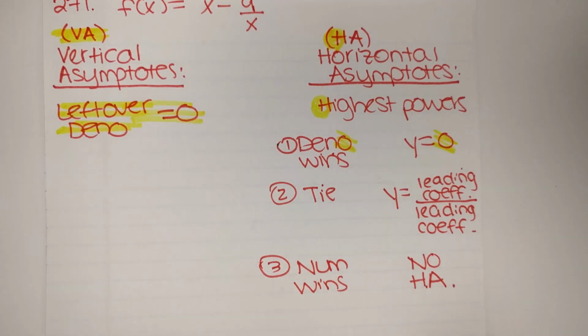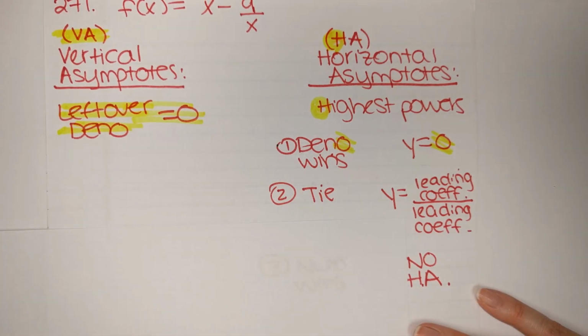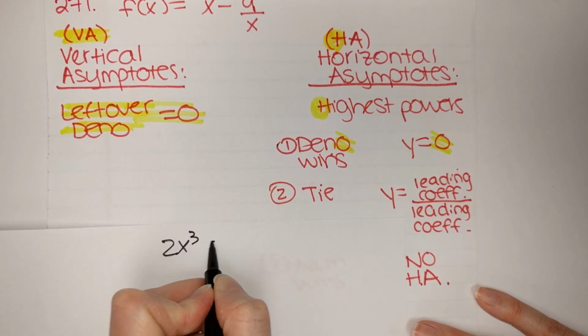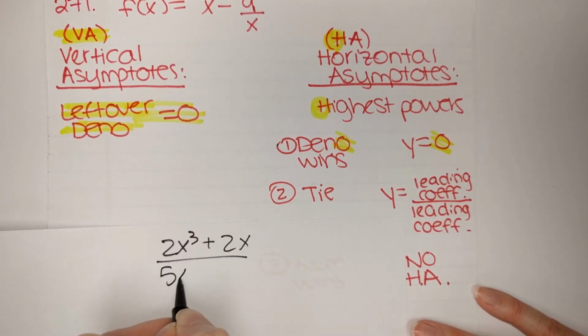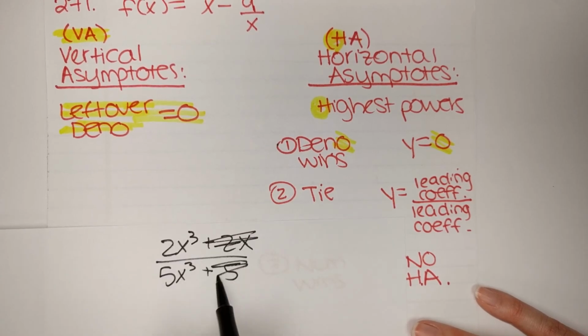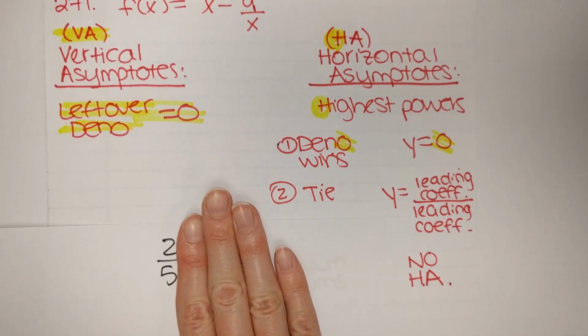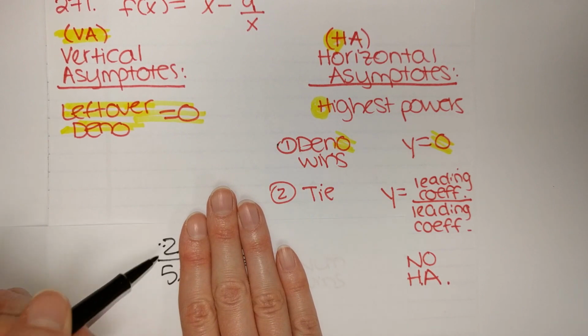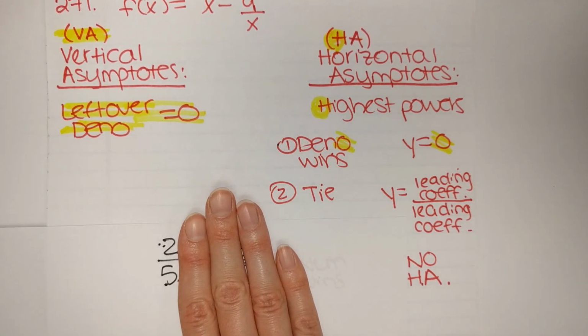Now, when there is a tie, when the highest power in numerator and denominator are the same, then what will happen is all of the trailing terms aren't going to really affect the horizontal asymptote. So if you have like 2x cubed plus 2x over 5x cubed plus, let's say, 5, this little 2x and 5 aren't going to matter. And what's going to matter is really that highest or leading coefficient over the leading coefficient.